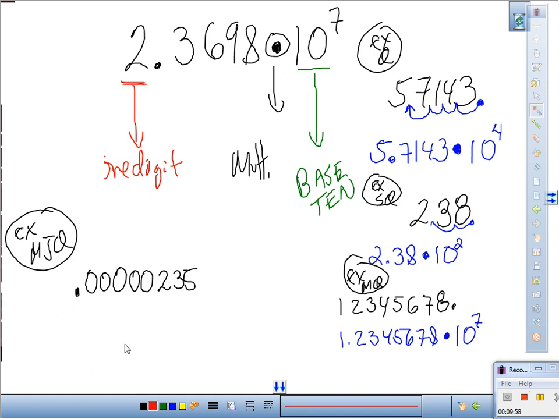So now look at this one. 1, 2, 3, 4, 5, 6. So now we have 2.35 times 10 to the what power goes there? That is correct, -6. So anytime we go to the left, they say what? Positive. And anytime we go to the right, we put a negative. Copy that one, please.